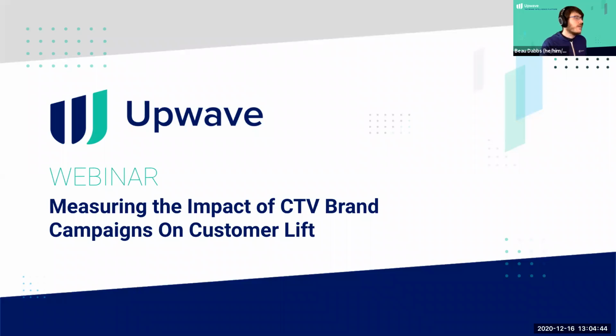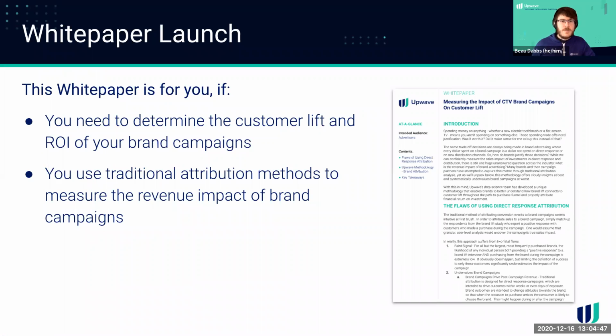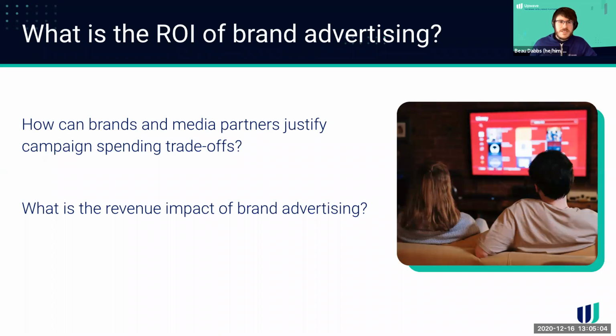Thanks, Ken. So as Ken said, today we're going to talk about a white paper that we think will help advertisers better understand the ROI of brand campaigns. Unfortunately, traditional attribution methods for brand campaigns can be inaccurate and frequently undervalue the impact of brand campaigns. So the key question is, how can brands and media partners justify campaign spending trade-offs? These trade-off decisions are always being made in brand advertising, where every dollar spent on a brand campaign is a dollar not spent on direct response or on new distribution channels. So how do brands justify those decisions?